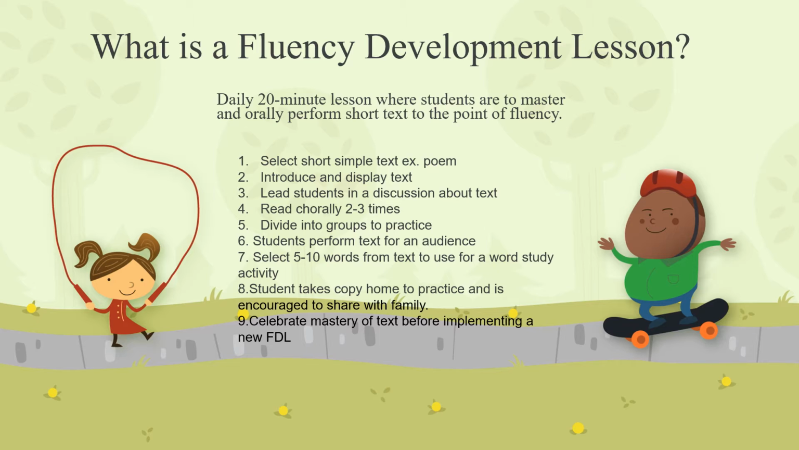introduce and display that text, leading students in a discussion about the text, read that text orally 2 to 3 times with your class, dividing the class into groups for practice, and students performing that text for an audience. Selecting 5 to 10 words from the text to use for a word study activity. Students will then take home a copy to practice, and they're encouraged to share with family and friends. Then you will celebrate the mastery of the text before implementing a new FDL the following day.